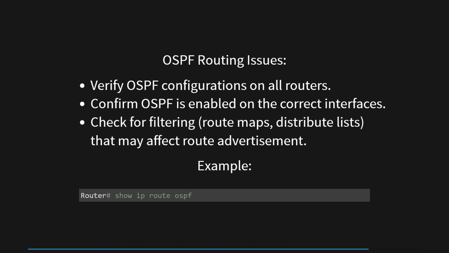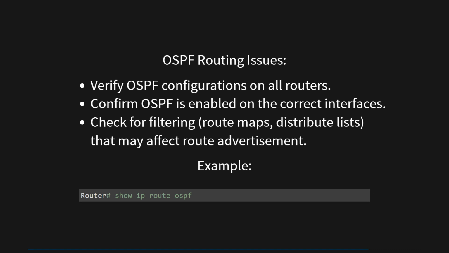Secondly, it is crucial to confirm that OSPF is enabled on the appropriate interfaces that should participate in OSPF routing. Incorrectly enabled or disabled interfaces can lead to missing routes in the routing table. Finally, checking for any filtering mechanisms like route maps or distribute lists is vital, as they may prevent certain routes from being advertised or received. These filters could be unintentionally blocking OSPF route updates.